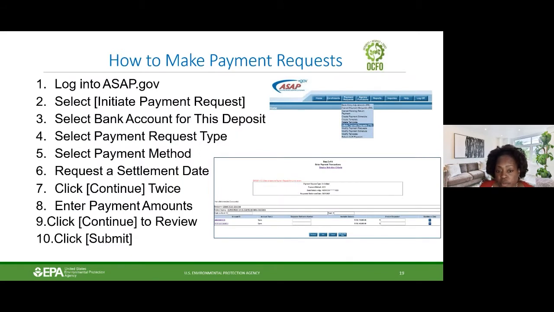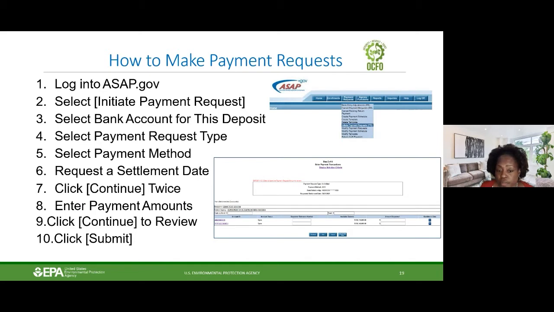When making payment requests, the payment requester will log into ASAP, hover over payment request, and select Initiate Payment Request, following the prompts to request a payment. As you're accessing your account, some key things to remember. You may be enrolled in ASAP with multiple federal agencies, and there may be several payment requesters assigned to the same ASAP ID. The agency location code, or ALC, designates the federal agency you have enrollments with.